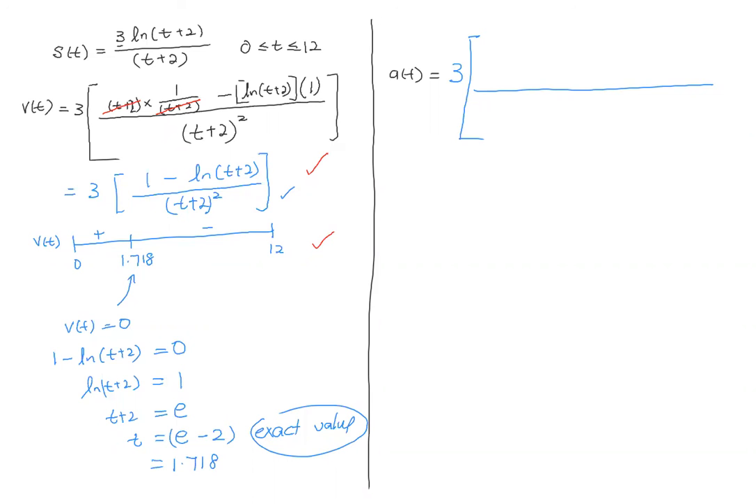E minus 2 is? So the exact value is this one. This is the approximate value. When you put it in decimal, this is an approximate value already. Are you okay, Kevin? Hello?